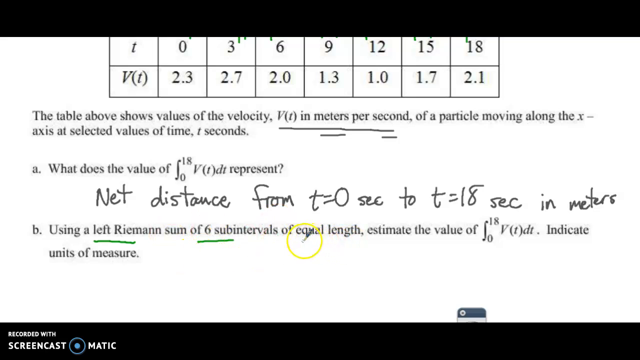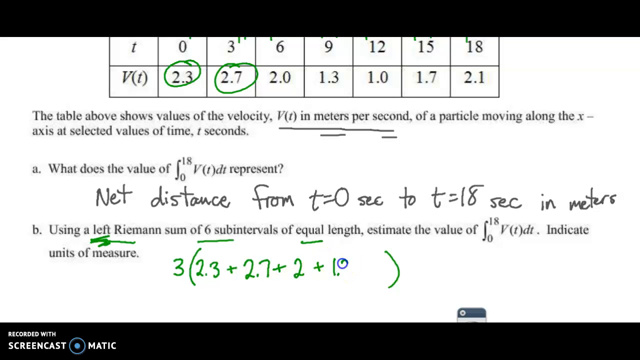So because they're equal length, what you can do is you can factor out a 3. But all I'm really doing is doing 3 times the leftmost number. So that would be 2.3. And then plus 3 times the next leftmost number, 2.7. 2 plus 1.3 plus 1. I should have given myself more room. Yeah. 1, 2, 3, 4, 5, 6.